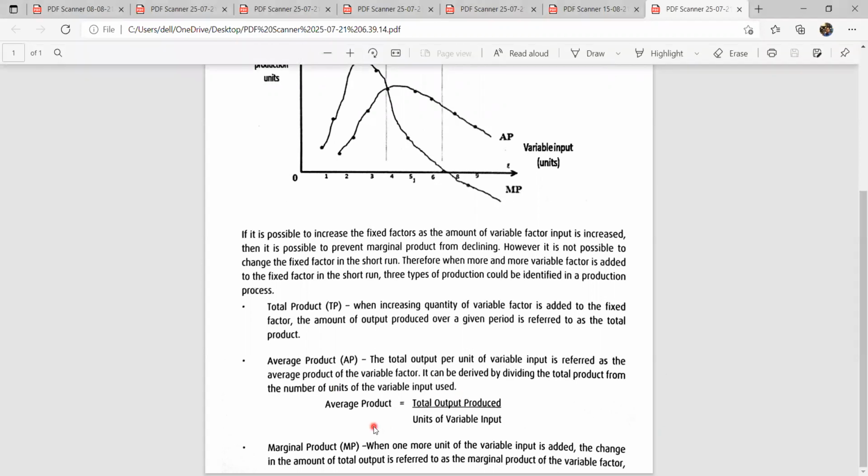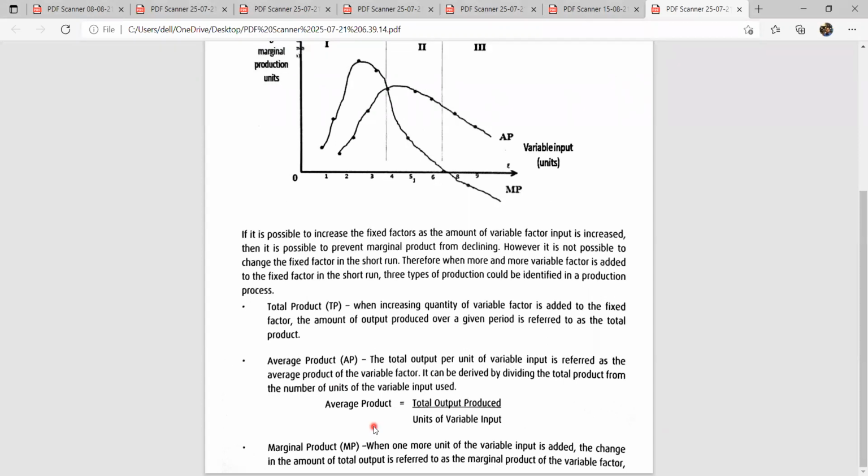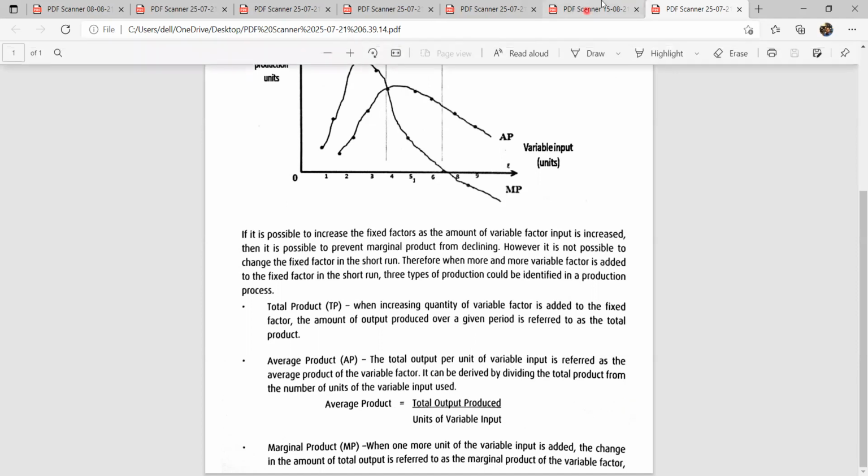Then the next one, marginal product. What does the marginal product imply? Additional output due to an additional worker recruited. So it says when one more unit of variable input is added, the change in the amount of total output is referred to as the marginal product of the variable factor. Simply, additional output due to an additional worker.